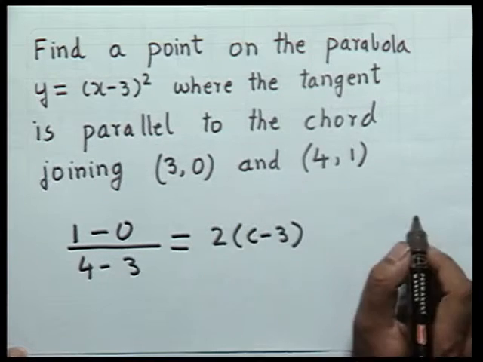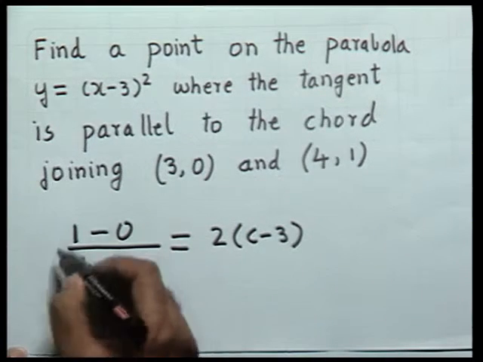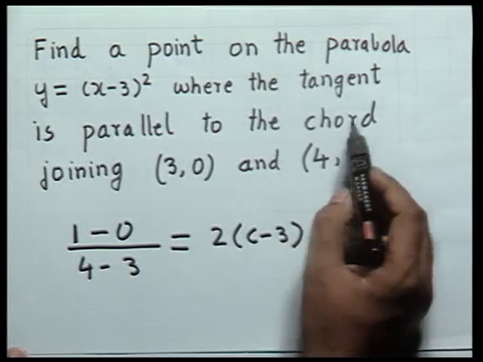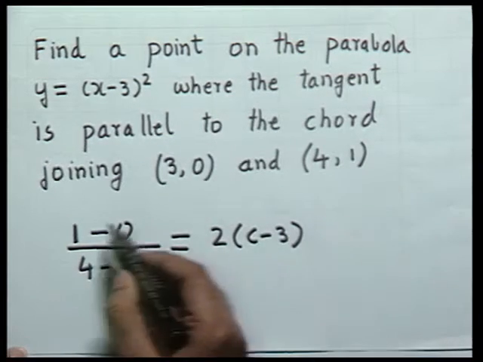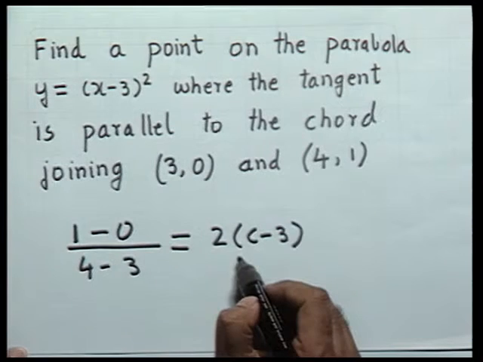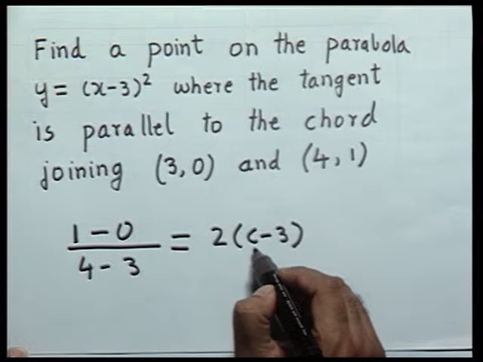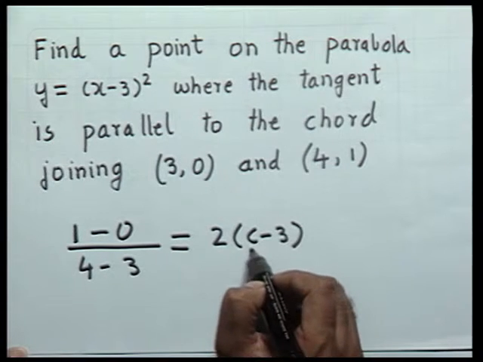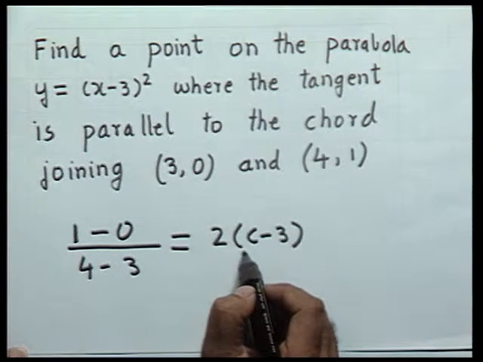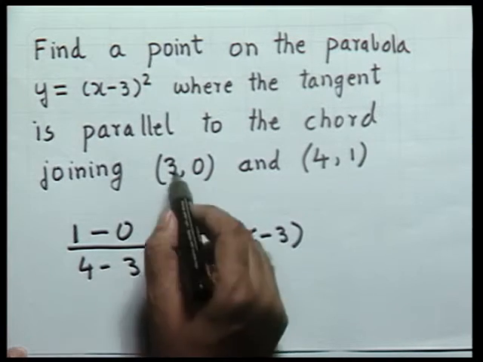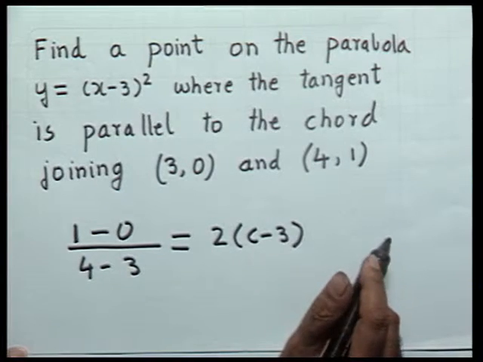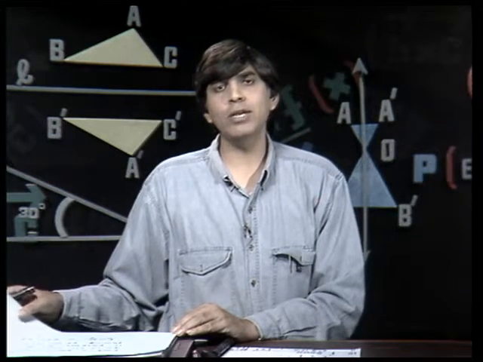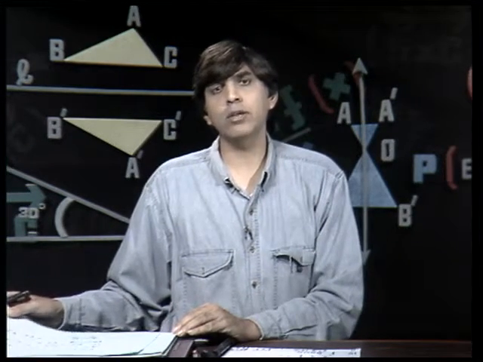Now, how does it relate to our problem? See, the left hand side is nothing but the slope of the chord joining the points (3, 0) and (4, 1), and the right hand side is the derivative of the function at the point C, and therefore, it is the slope of the tangent at the point C. And so, the slope of the tangent at the point C is equal to the slope of the chord joining (3, 0) and (4, 1), and therefore, the tangent will be parallel to the chord joining (3, 0) and (4, 1). So, you can see that the mean value theorem helped you to find this point where the tangent will be parallel to the line joining the endpoints of the curve.